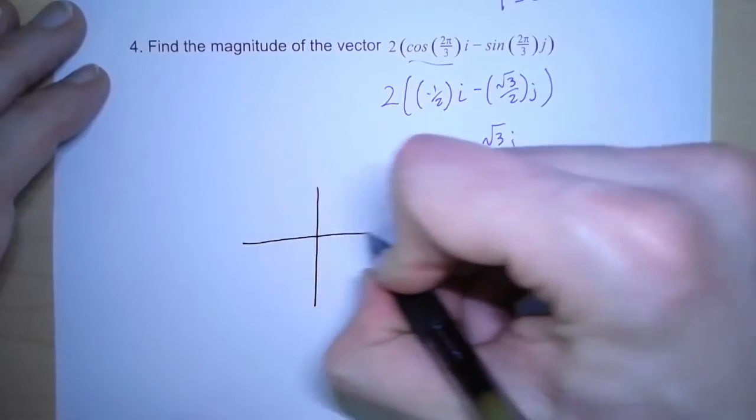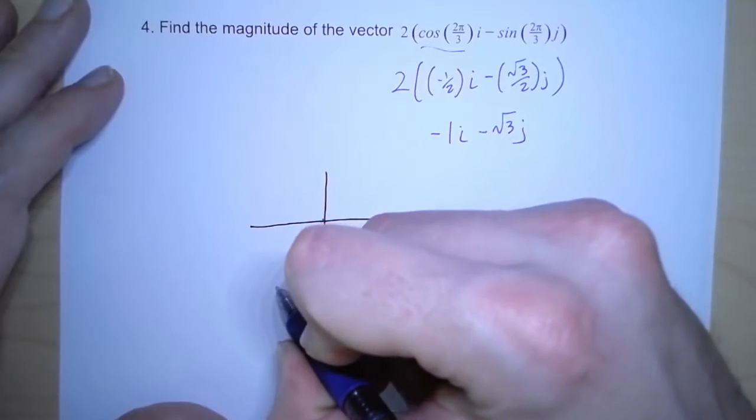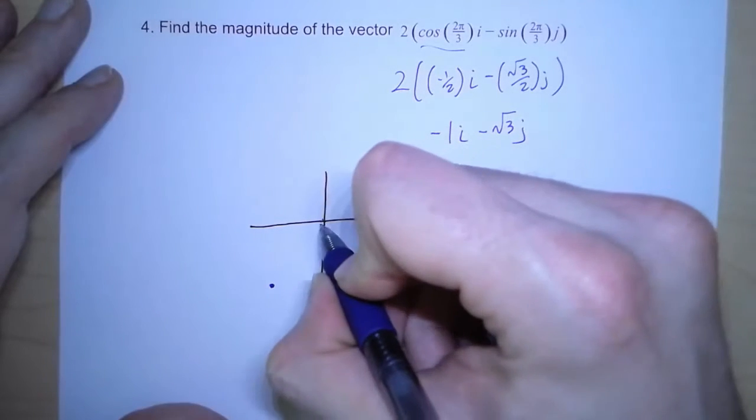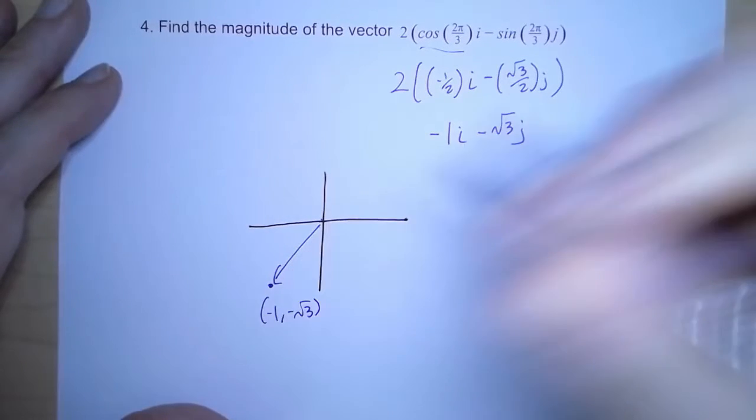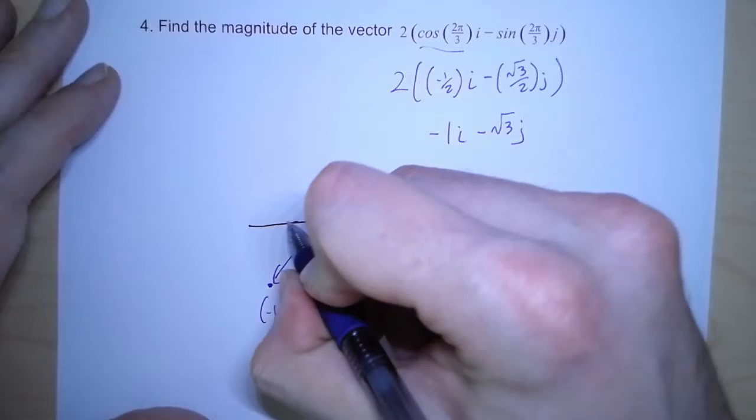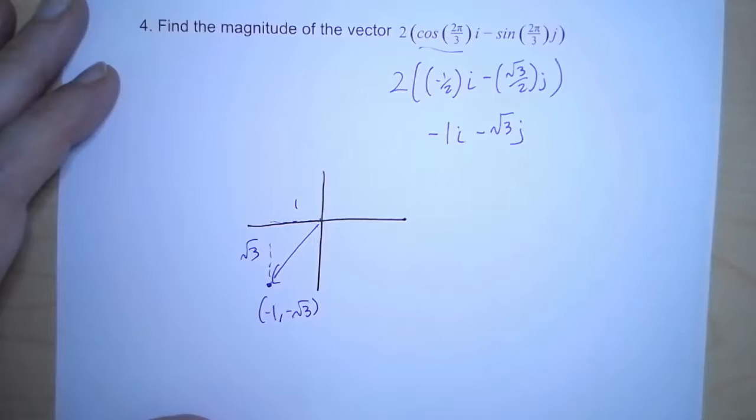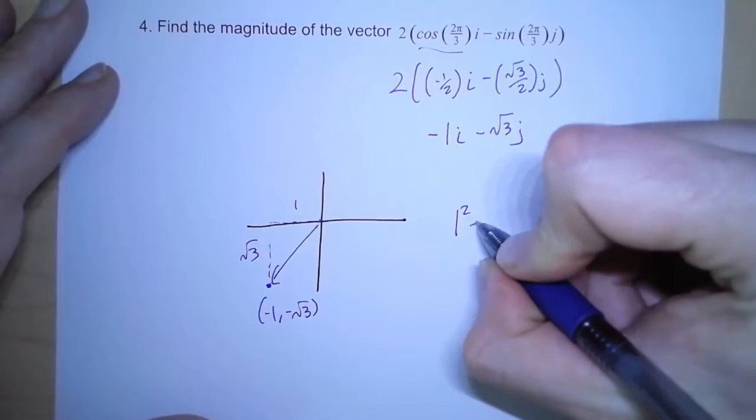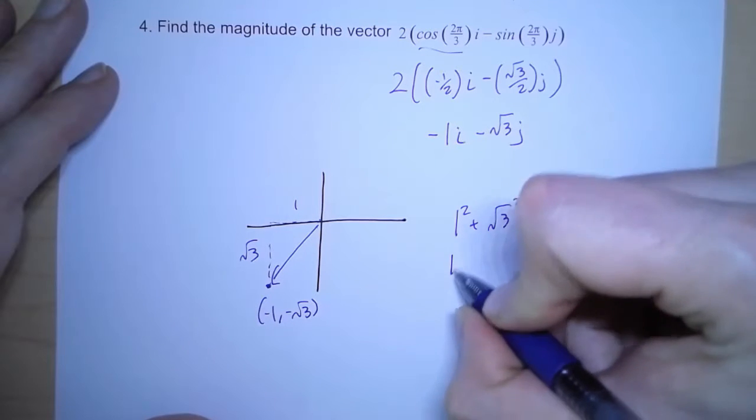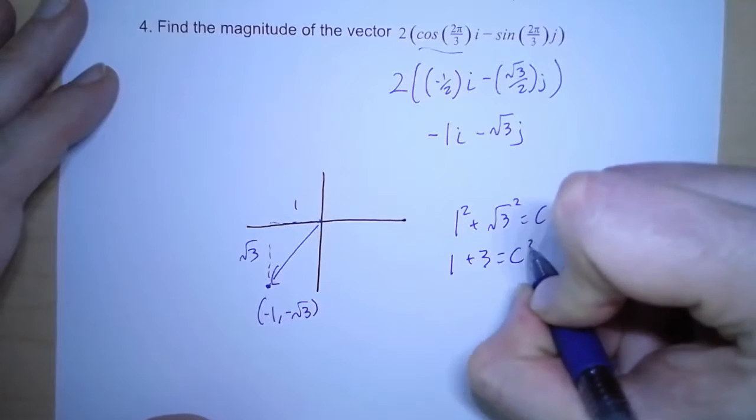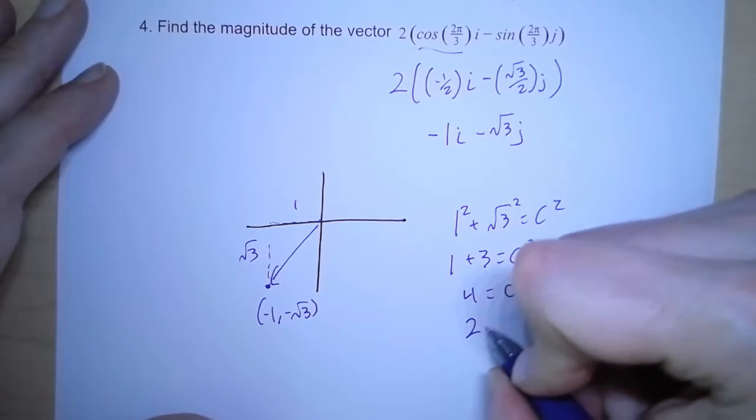So that means that starting at the origin, we're going to end up down here in the third quadrant at the point negative 1, negative square root of 3. So if we think of these as sides of a triangle, we have 1 and we have square root of 3. So 1 squared plus square root of 3 squared equals c squared. So 1 plus 3 equals c squared, which is 4. So that means our magnitude is going to be 2.